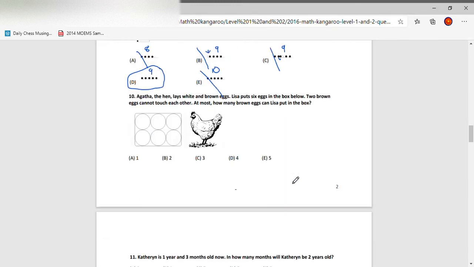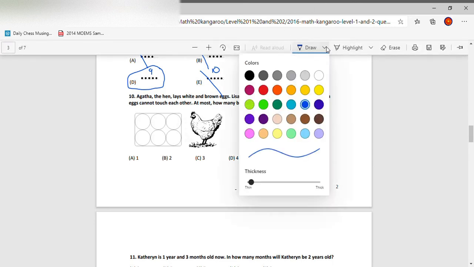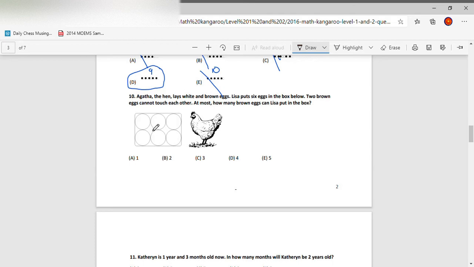Number 10. Agatha the hen lays white and brown eggs. Lisa puts 6 eggs in the box below. 2 brown eggs cannot touch each other. At the most, how many brown eggs can Lisa put in the box? So, there are 2 ways to do this. You can either have 1 brown in the corner or 1 brown in the middle as the first brown.